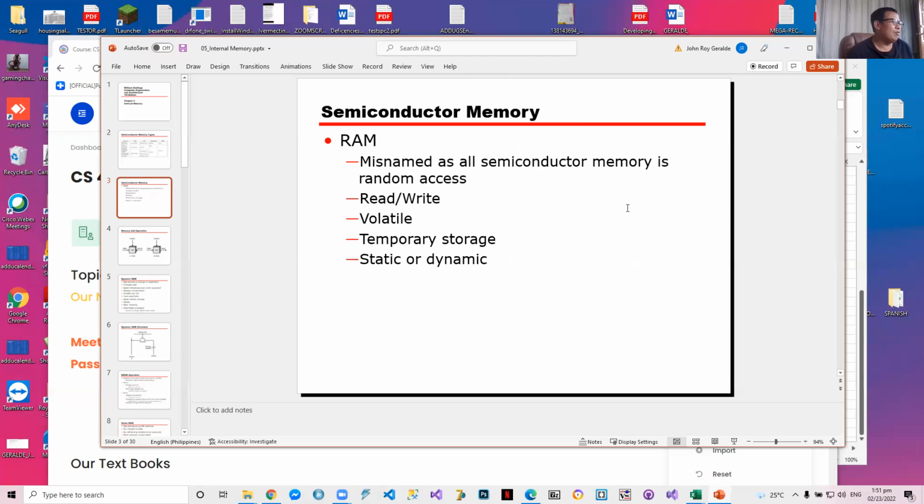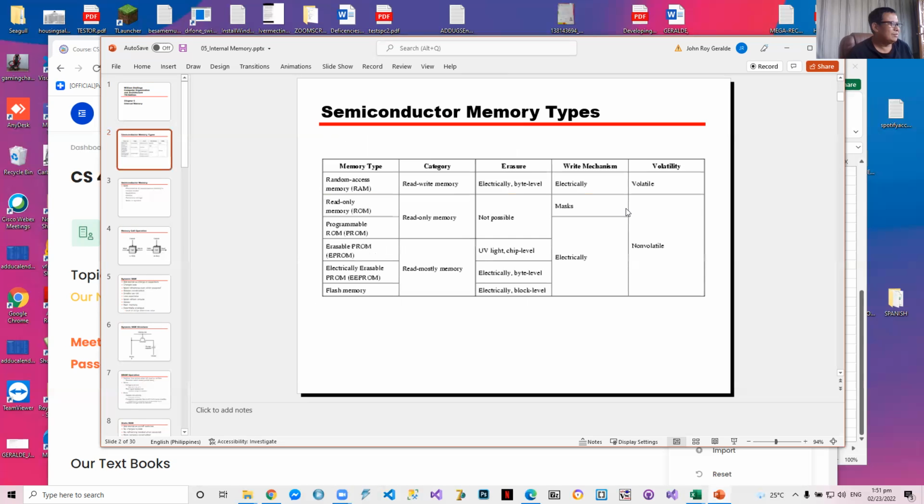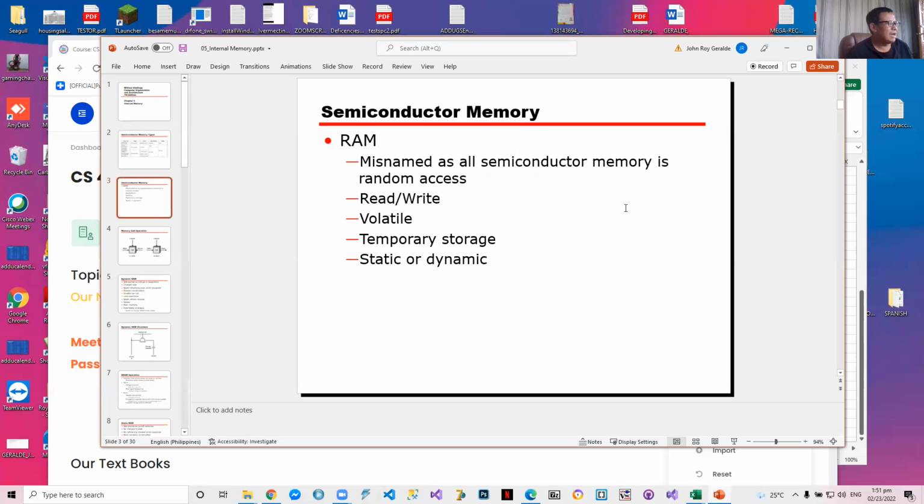Semiconductor memory, no? RAM. Okay. RAM. Random access, read write, is volatile. Why is this misnamed? Because it's usually not semiconductor. It's made of capacitors, no? When you say RAM, you follow?